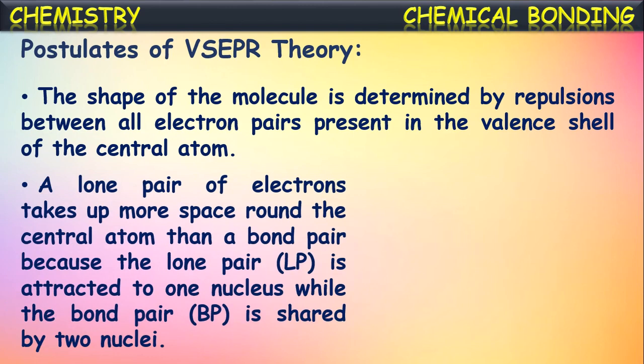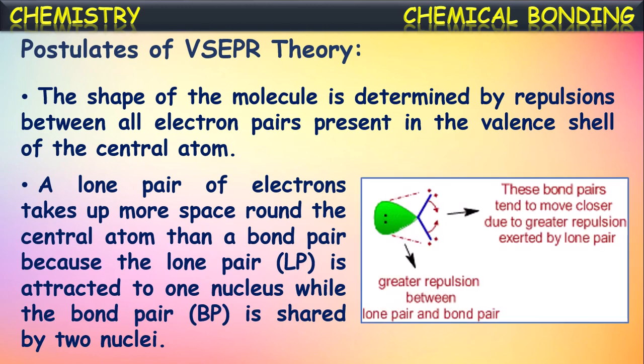A lone pair of electrons takes up more space around the central atom than a bond pair. This is because the lone pair is attracted to only one nucleus, whereas the bond pair is shared between two nuclei. Because of this, a lone pair repels the other pairs of electrons more, and it takes up more space around the central atom.